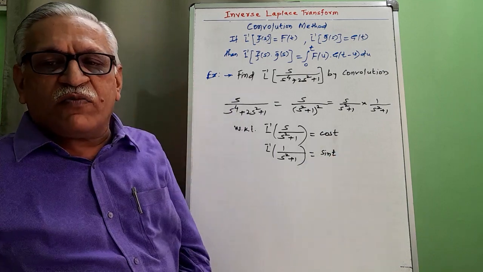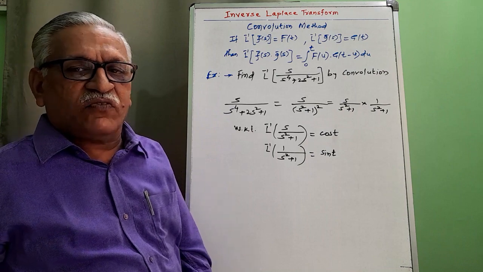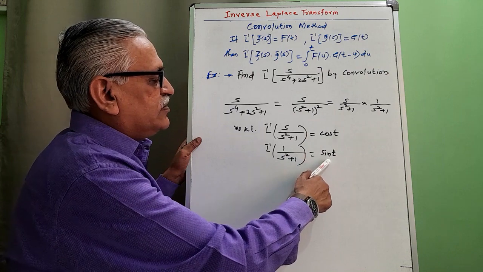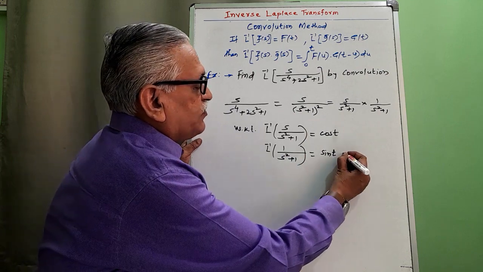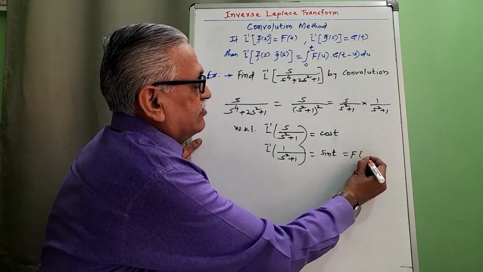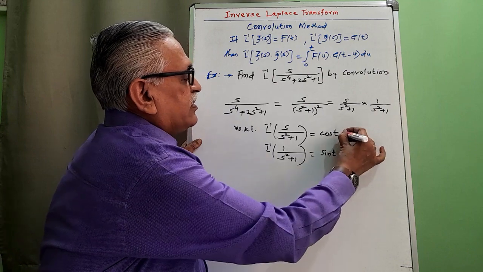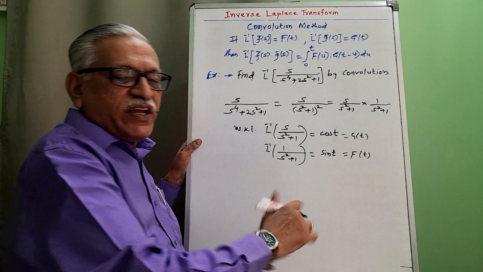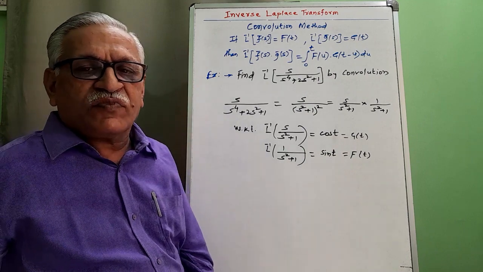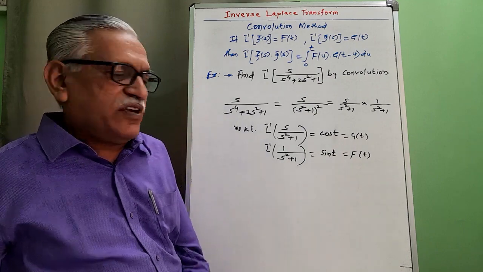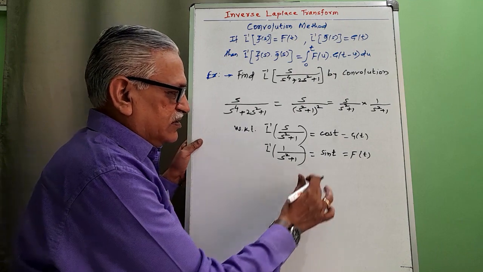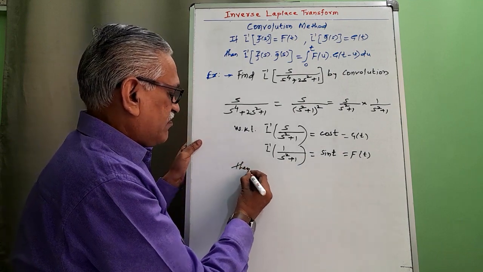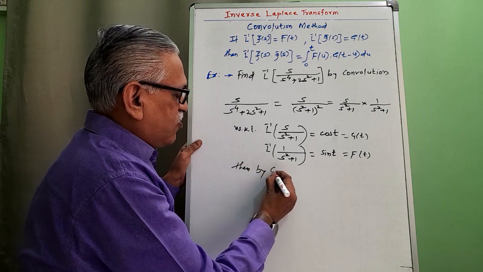Then call any one of these as f of t and the second one as g of t. This function I am calling as f of t and this as g of t. Or we can interchange that also, the final answer will remain the same. Then applying convolution theorem.